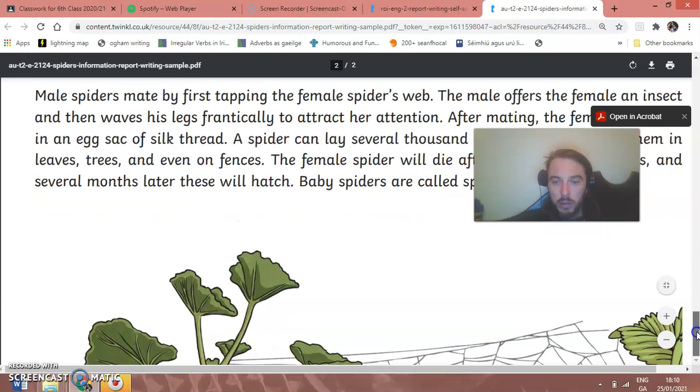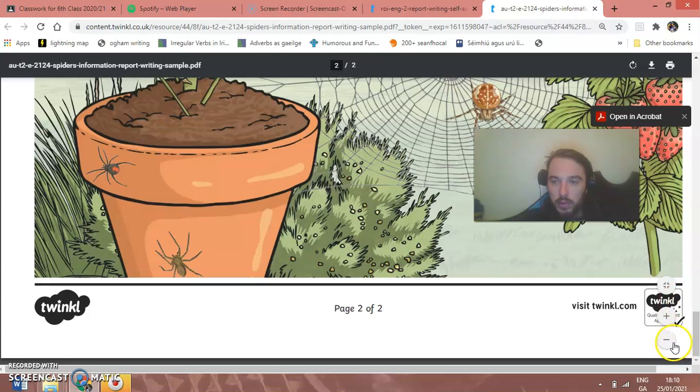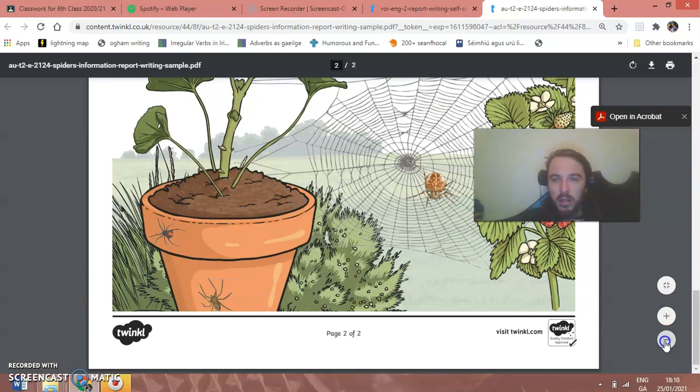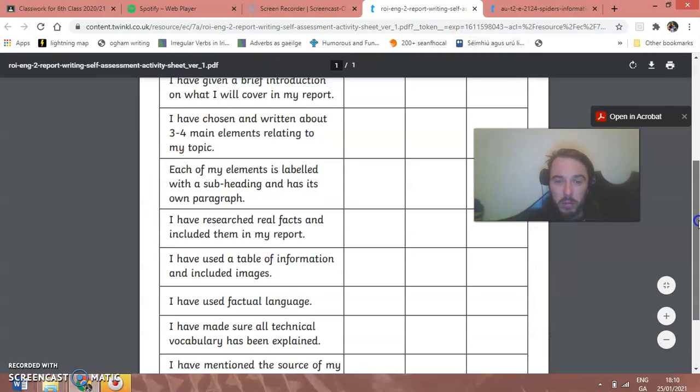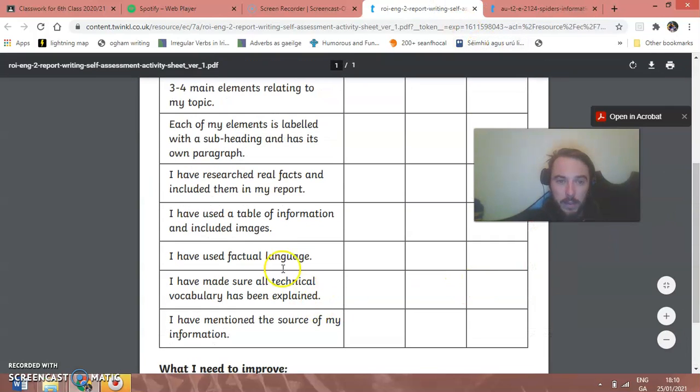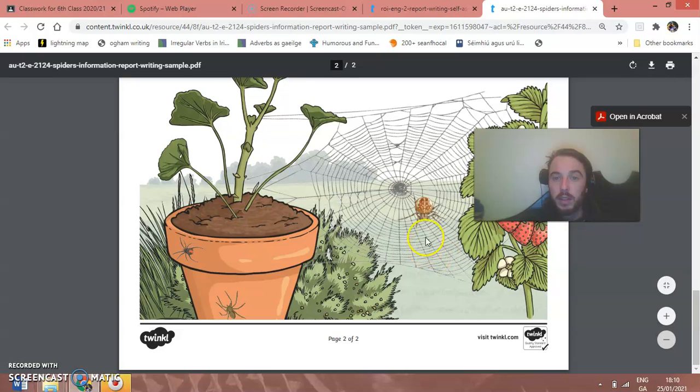And we have pictures here, which is good, showing where they are. Very nice. I'd probably prefer, guys, if you're drawing a picture for your report, maybe describe what's in the picture. So you might have said a spider and its web here, something like that.